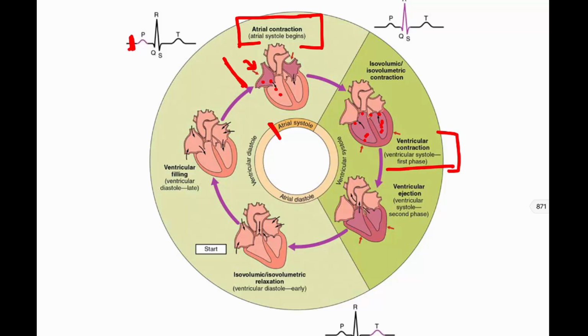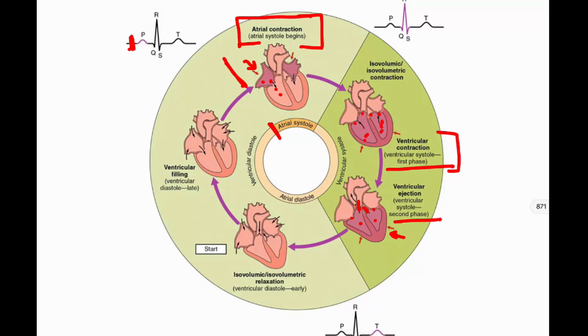still closed. Then in the second phase, the pressure has increased so much, you can see the decreased space here because of the increase in pressure, our contraction. We still have our atrioventricular valves closed, but at this point we have our semilunar valves open, and we can see the blood now flow into the vessels.